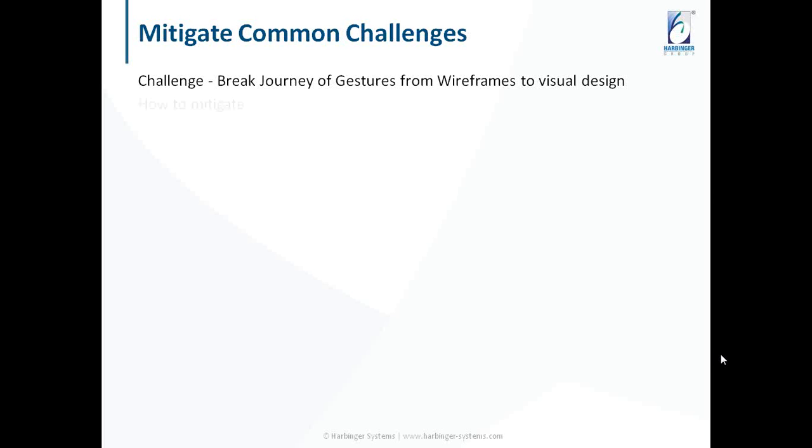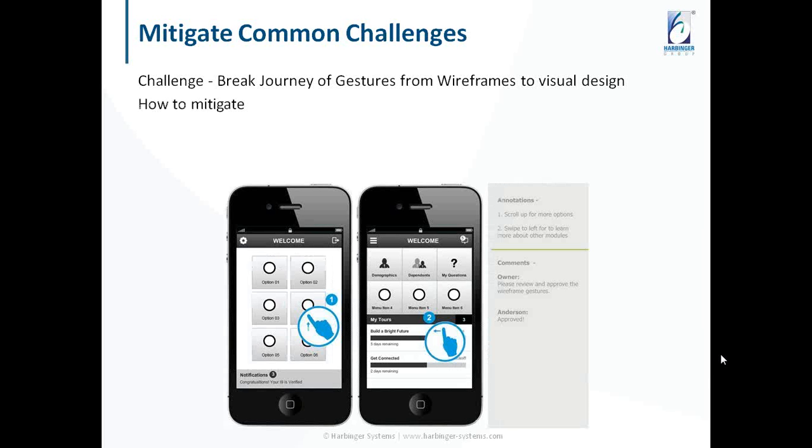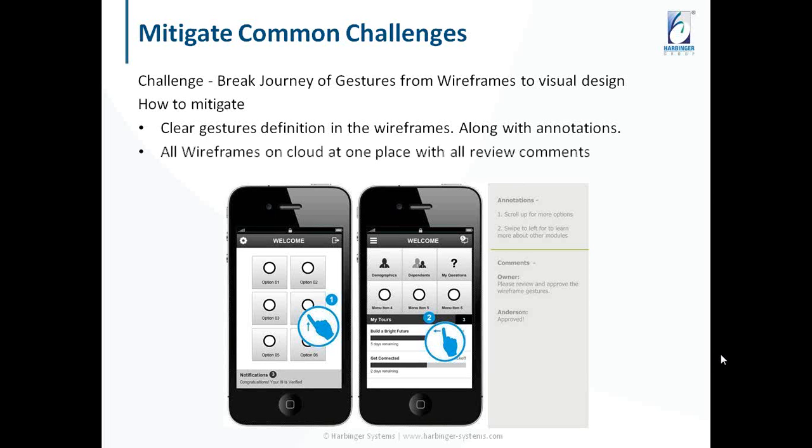How we can mitigate this kind of challenge is, while we do the wireframing, we should include the gestures, and along with the gestures, we should also add annotations, which are descriptions of those gestures. Clear gesture definition in the wireframes along with the annotation makes it very clear to everyone, along with the visual designer. And all these wireframes should be in the cloud at one place, along with all the review comments, resolutions, and discussions around the comments.